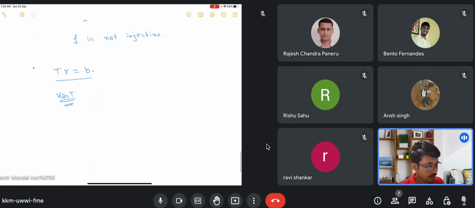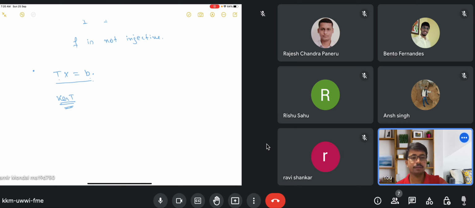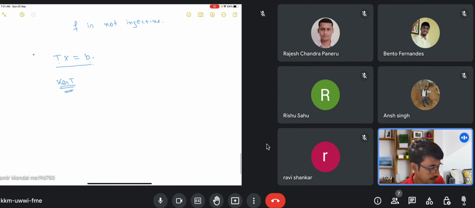Okay, so now I am going to our next problem. This is one interesting problem. Before going to the problem, I want to define another set. This is the image of T. Please, someone try to define this one. What is the image of T?